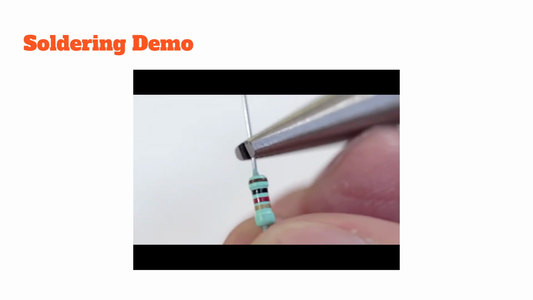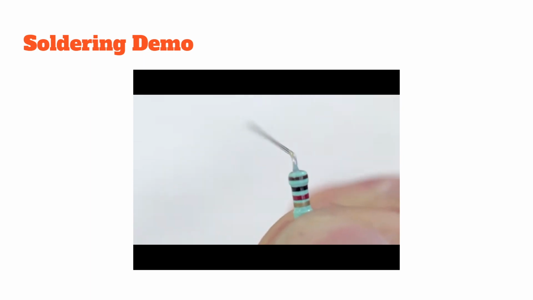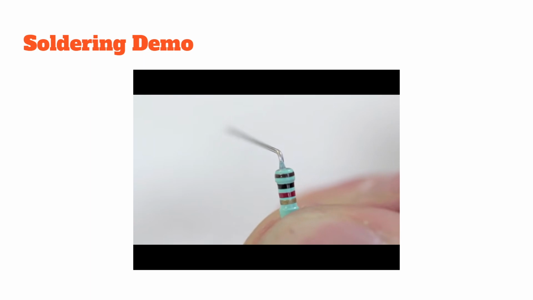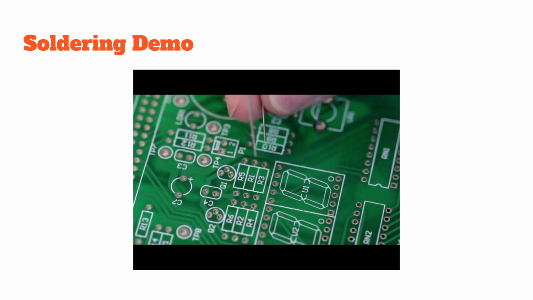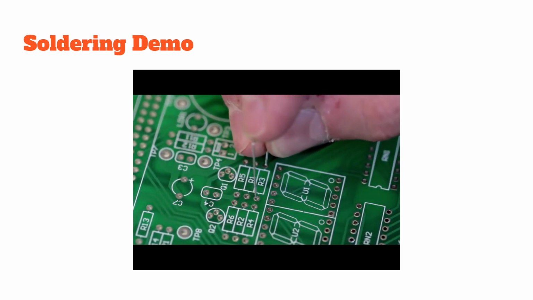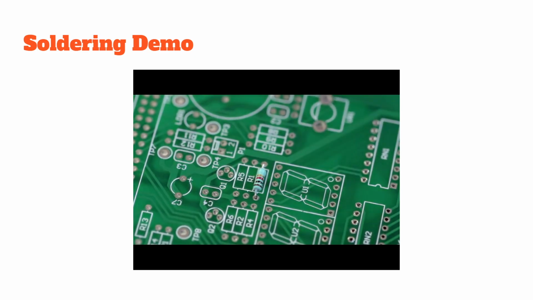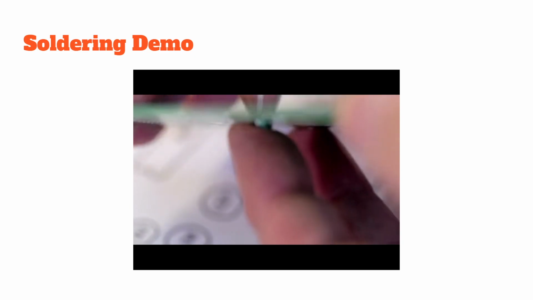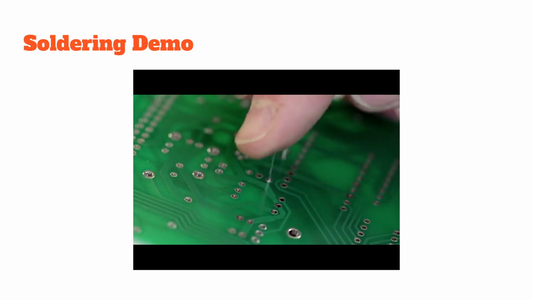First, take your component and create a bend in the legs with a pair of pliers, so that each leg is at a right angle. Push the legs through the holes in the board at the appropriate place and push it all the way down. Then turn the board over and bend the legs slightly to lock the component in place.